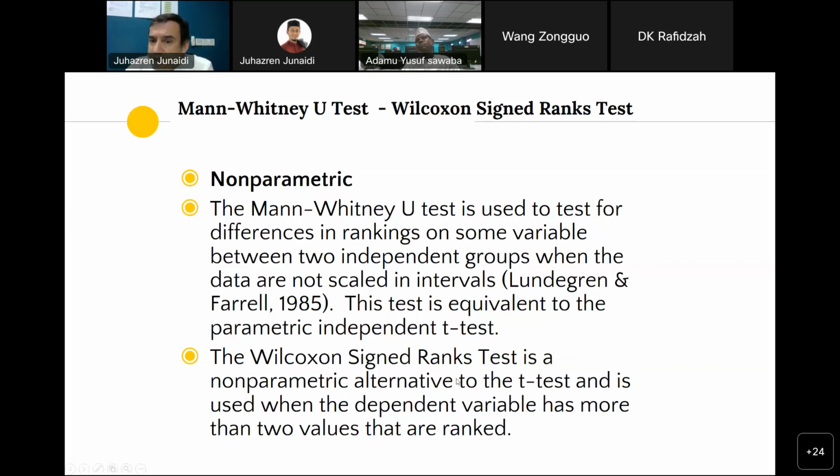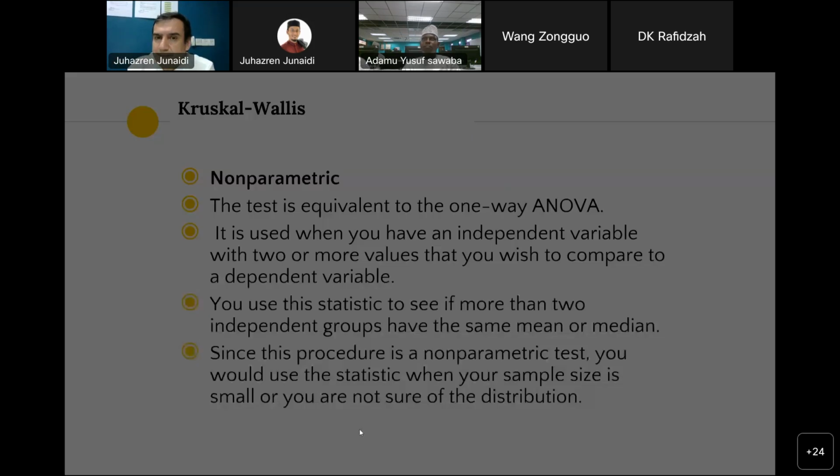The Wilcoxon signed-rank test is a non-parametric alternative to the t-test and is used when the dependent variable has more than 2 values that are ranked. So this is just like the dependent sample t-test.